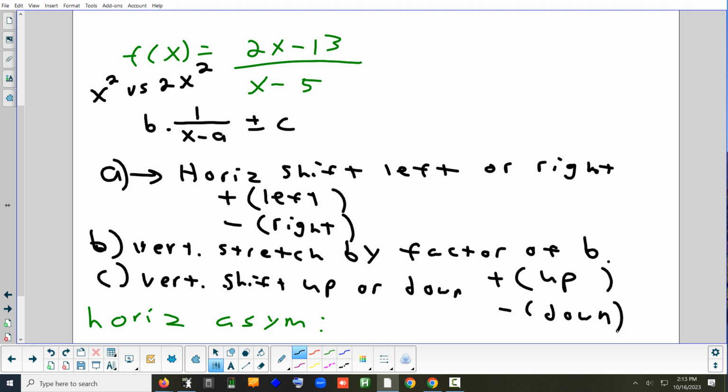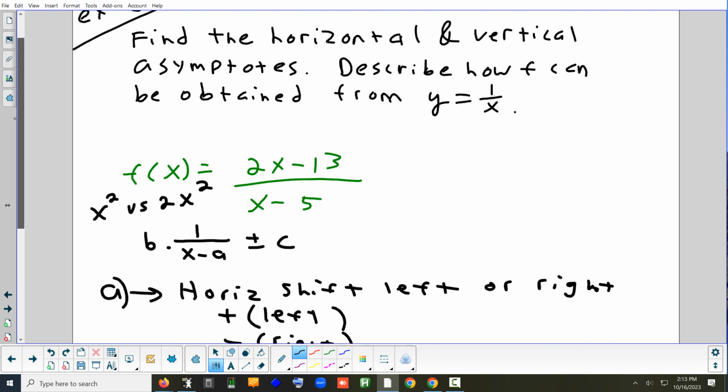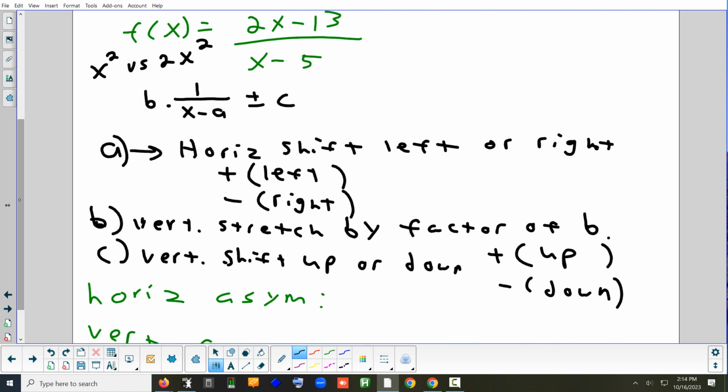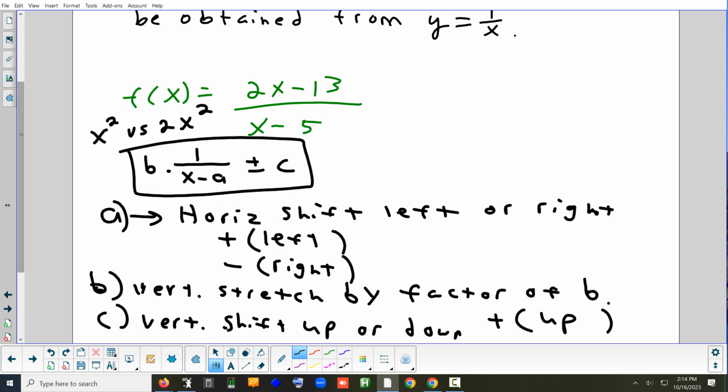So when we want to describe the transformation, that's the last thing they want us to do, describe. This is what you're going to use. The problem is your equation needs to look like this. It needs to have a number in front, a 1 in the top, x minus the number in the bottom, and then plus or minus a number at the end. This one doesn't look like that at all. So what did we talk about the last section, right before the test? What did we learn how to do in that section? 3.3.